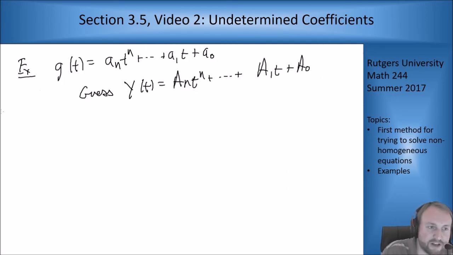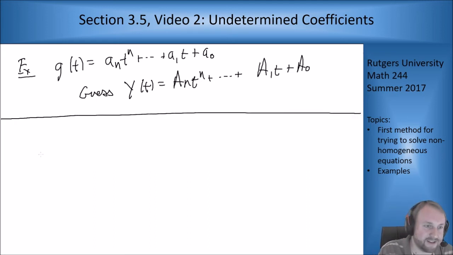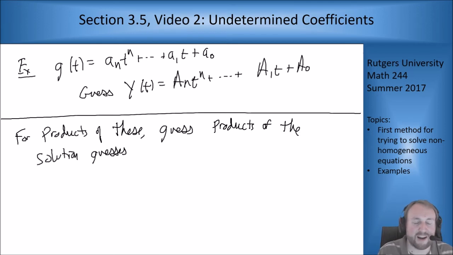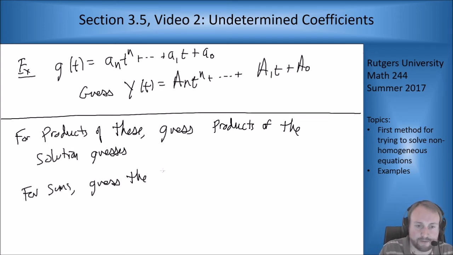So I'll write those down here as two notes. You can look in the book for the actual formulas and how they actually write it all out. But the thought is this: for products of these, guess products of the solution guesses. By that I mean if you have a polynomial times e to the 2t, you're going to guess an arbitrary polynomial times e to the 2t as your solution. And then for sums, guess the sum.